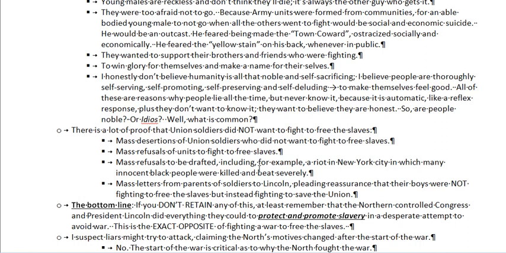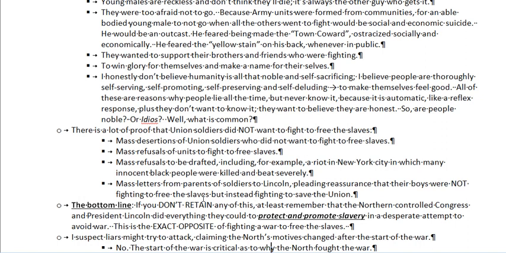Was the draft their policy? No, right? And that's how ignorant people are. So there were mass letters from parents of soldiers to Lincoln pleading for reassurance that the boys were not fighting to free the slaves, but instead fighting to preserve the Union. All right, that's what they're all about.